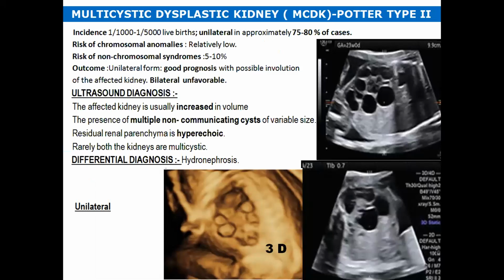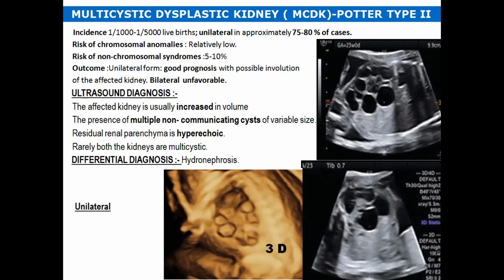Then we are going to talk about multicystic dysplastic kidney. This is MCDK, Potter type 2, usually unilateral in 75 to 80% of cases. When it is unilateral, the prognosis is good, and bilateral is an unfavorable prognosis. The affected kidney is usually increased in volume, and you are seeing multiple non-communicating cysts of variable sizes. The residual parenchyma is hyperechoic. Sometimes you have to differentiate from hydronephrosis, where you're getting communicating anechoic areas, and the renal parenchyma is usually normal in simple hydronephrosis when it is not associated with other problems.